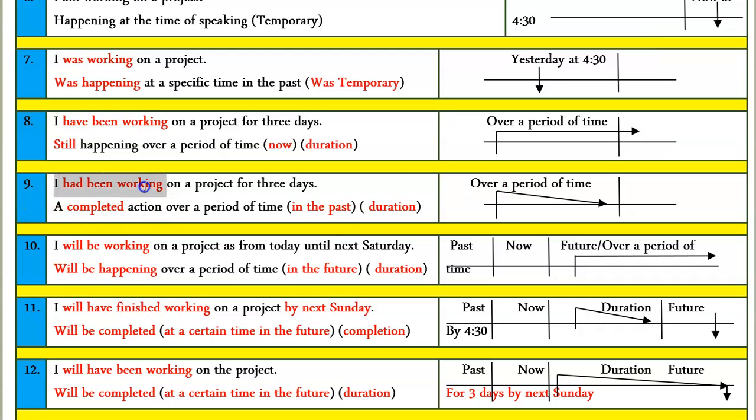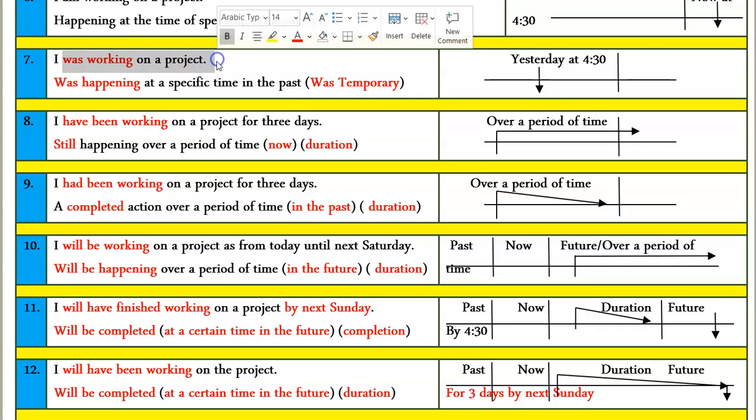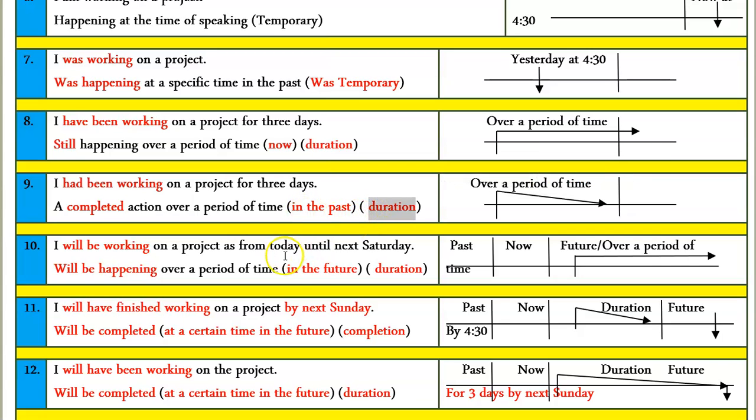I had been working, again, just like was working. You are referring to the past, and you remember how long it took you to work between a time and a time, like from 12 o'clock in the afternoon until 9:30 in the night. We say had been working, a long duration.